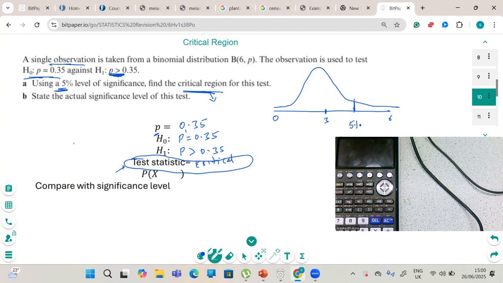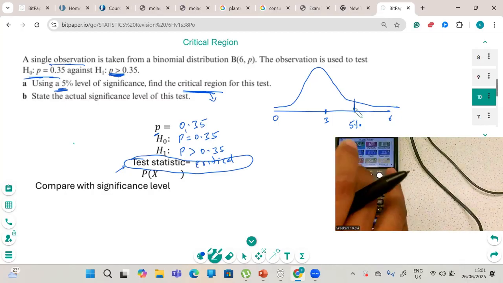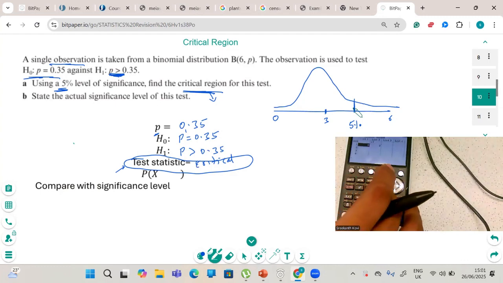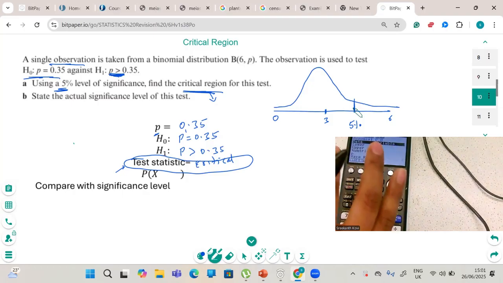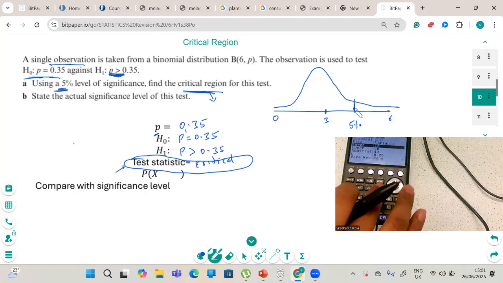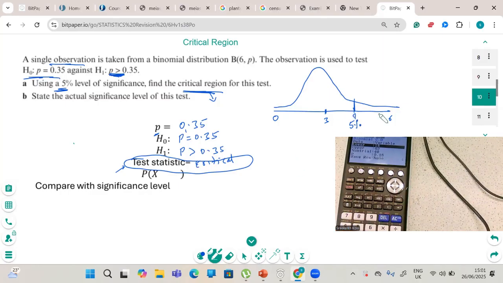Now we will see from what value it starts becoming less than 5%, given there are 6 observations, 6 trials. Starting from what number of trials did it become less than 5%? That's what we are going to find. When you use the calculator, you go to menu, statistics, distribution, binomial, BCD. It should be in variable mode. We are going to find this number, and the probability starting from this number until 6, so upper becomes 6.